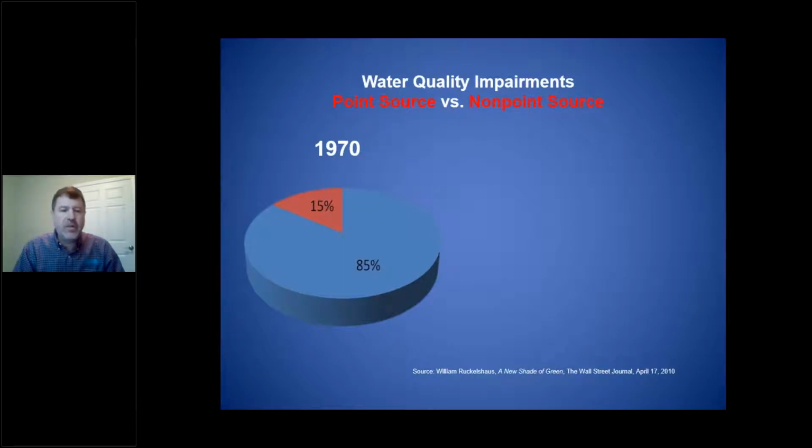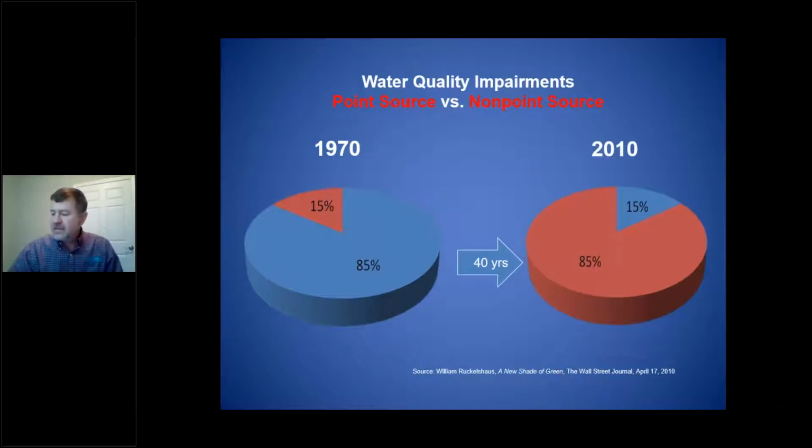I won't get into point and non-point too much, but with point source, I can look at it and say that's where that pollution is coming from. Non-point has a much broader index and says, okay, it may be over a whole field or a whole area. So in 1970, 85% of what we have was what's called point source, 15% non-point. That is absolutely flipped around.